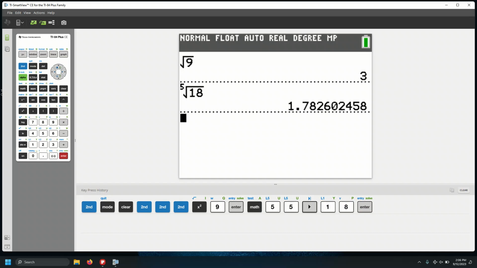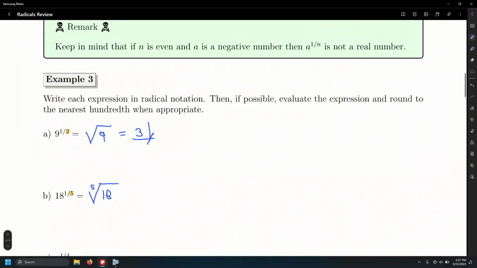However, they're asking us to round our results to the nearest hundredth. How many decimal places is that? 2 decimal places. What would be the result rounded to 2 decimal places then? 1.78. All right. So this is approximately 1.78.